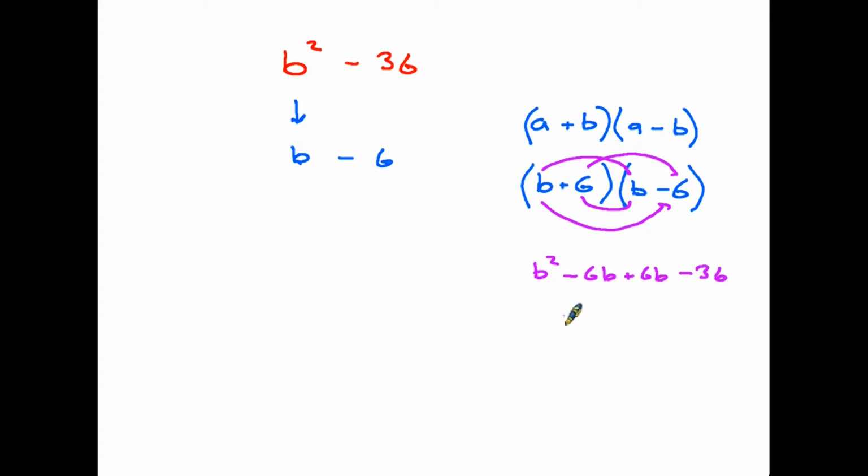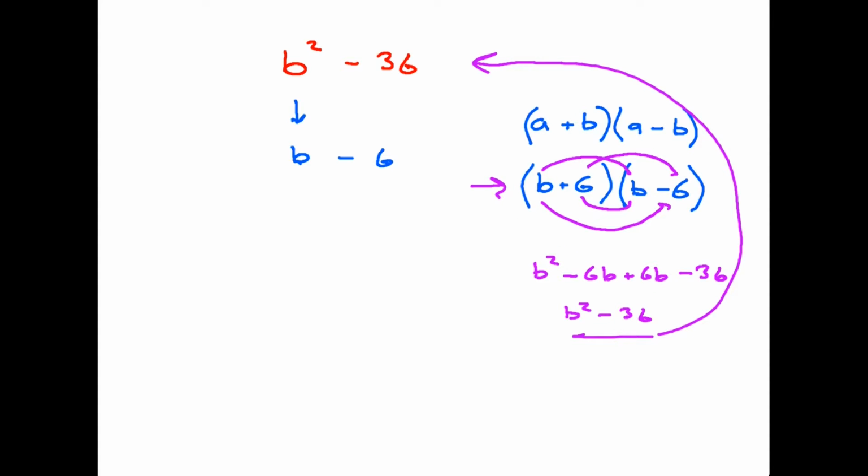If we collect like terms, we have b squared. We then have minus 6b plus 6b, so that cancels out, there is nothing there, so on the end we simply put minus 36. And of course, that is where we started, therefore we know our answer is indeed b plus 6, b minus 6.